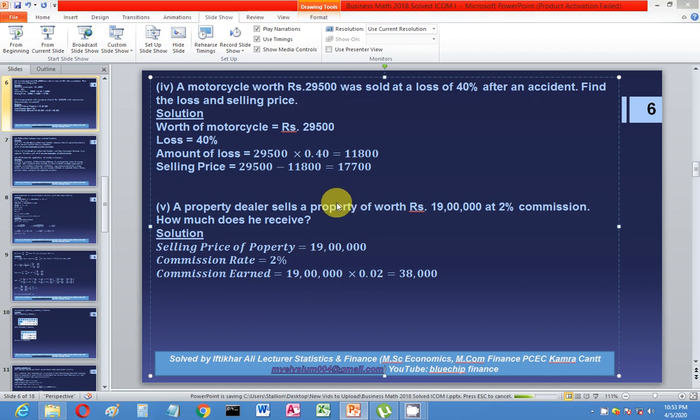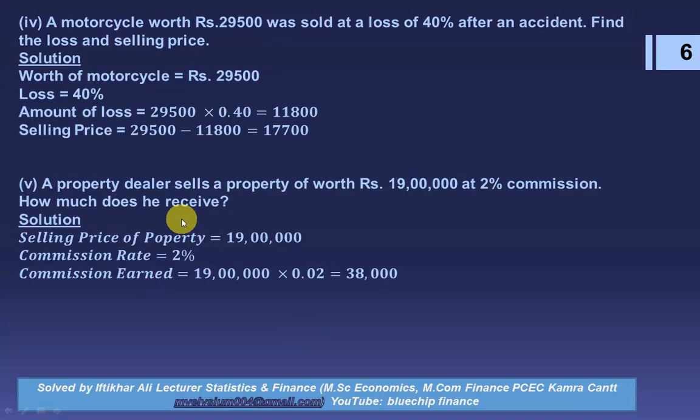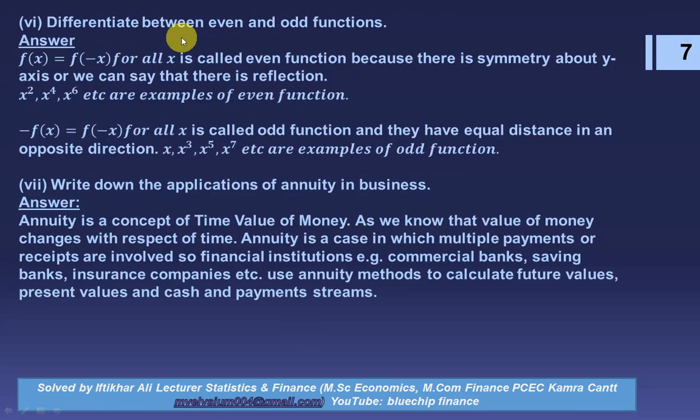So now we move to question number 6: differentiate between even and odd functions. If f(x) equals f(-x) for all x, it is called an even function, because there is symmetry about the y-axis, or we can say there is reflection. So x square, x raised to power 4, x raised to power 6, etc. are examples of even functions.